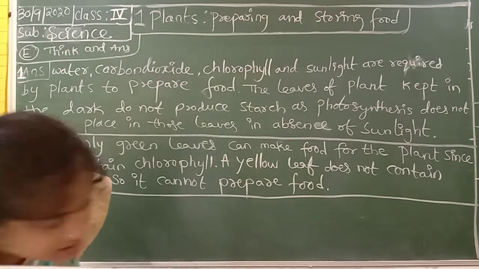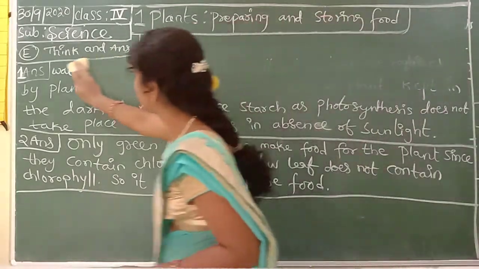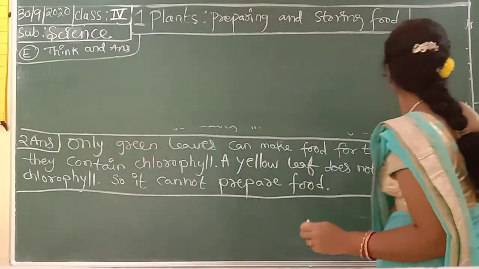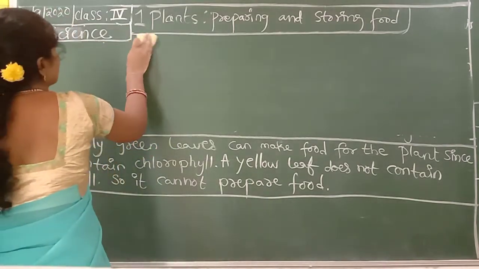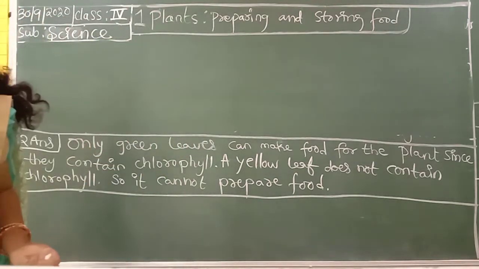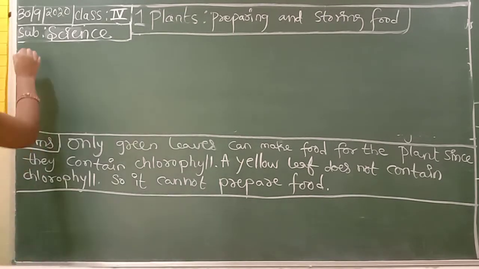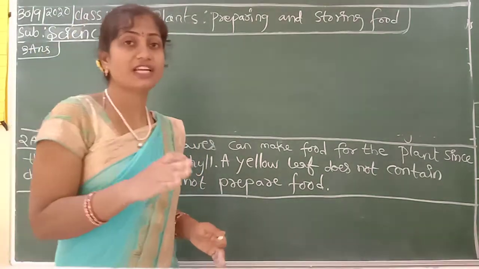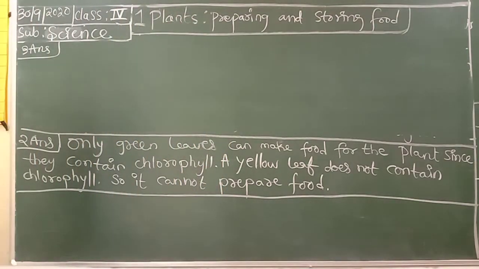Okay, this is completed now. Third one I will write upside. Okay children, third answer. You have to write the question. Once again I am repeating, you have to see in your textbook and write the question. I am writing only the answer. Don't get confused.